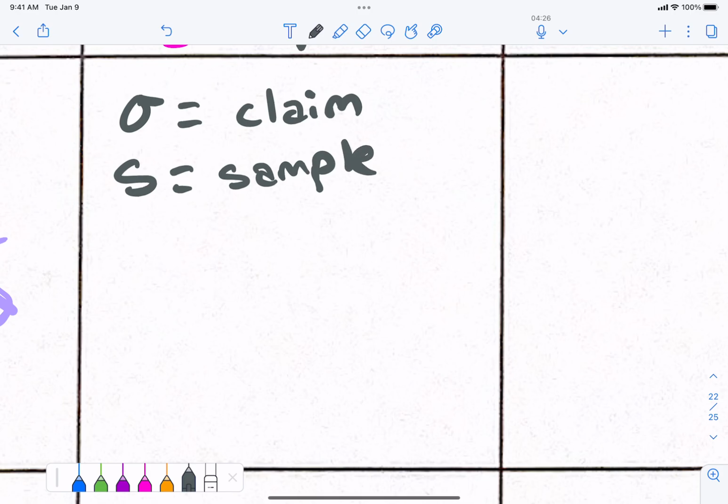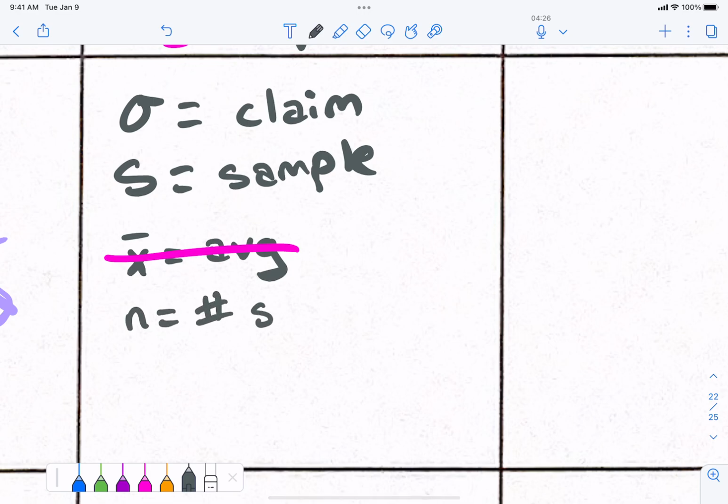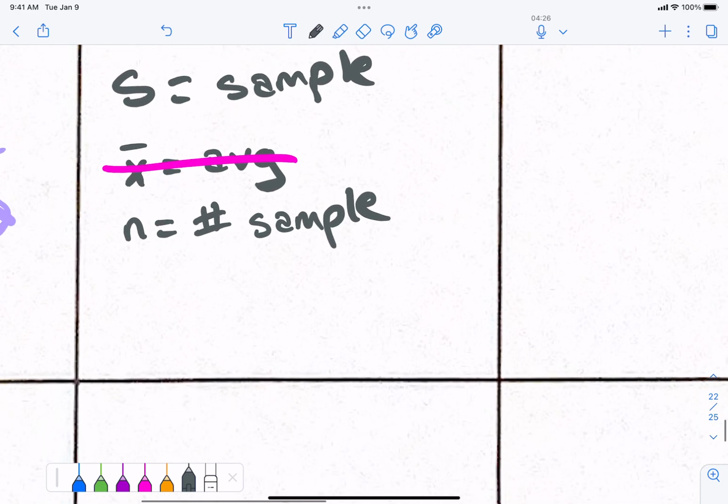Sometimes they will give you X bar, which is the average. I think I did that to you on the quiz the other day. But you do not actually use X bar in anything when you're calculating standard deviation. So you can put that down. They might give it to you, but we don't need it. What else do we need? N, maybe? N is the number in the sample.